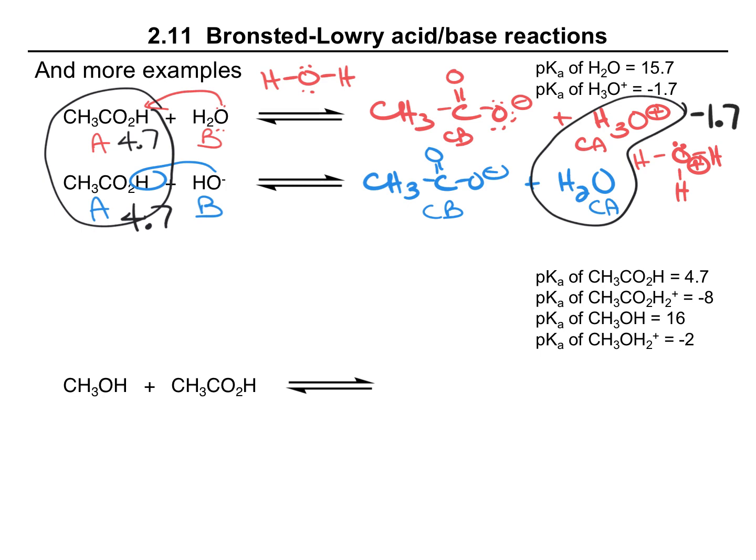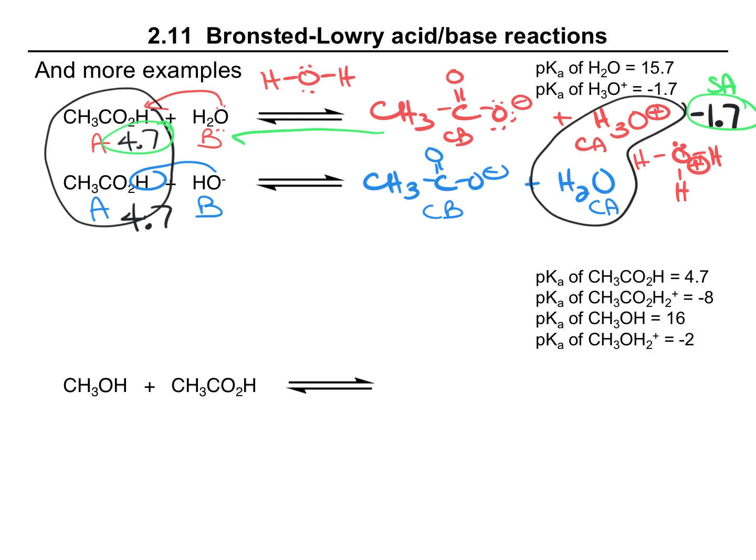So in our first example, we're talking about 4.7 versus negative 1.7. So this is our stronger acid, and therefore the equilibrium lies to the left. So at equilibrium, we're going to have lots of starting material and only a little bit of the acetate ion and H3O+.